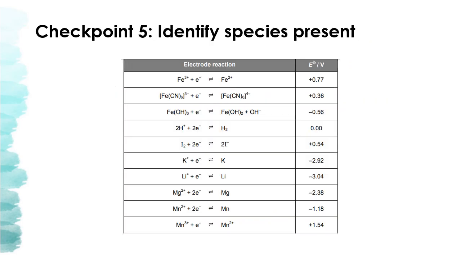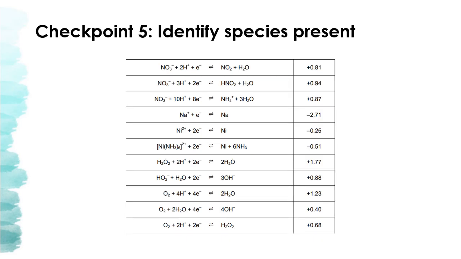So from the data booklet, you will need to hunt for the species that are of interest to you for this particular question. So the species may appear on the left hand side or the right hand side. So please be aware, if it appears on the left hand side, that means it's undergoing reduction. If it appears on the right hand side, it means it is undergoing oxidation. Okay, so we will continue to look for the relevant species in our data booklet.